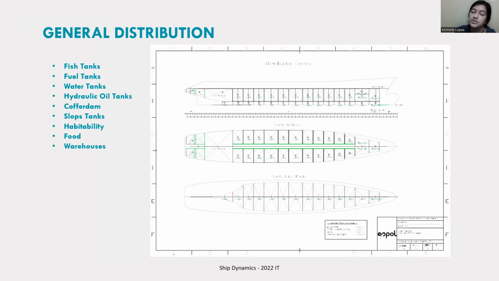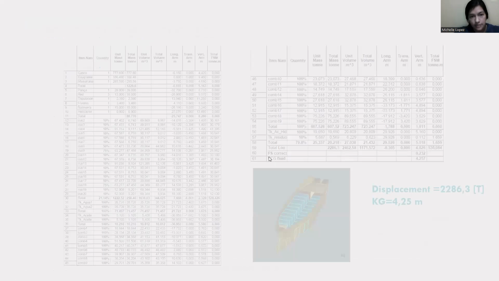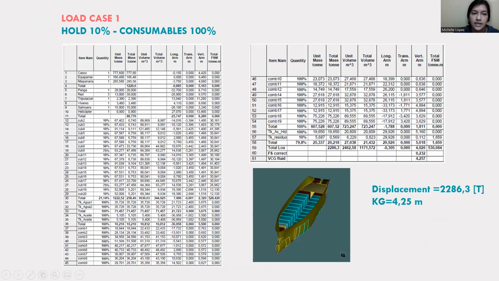The general distribution of the fish tanks, full tanks, water, hydraulic oil tanks, drop tanks, ability, foods, and warehouse. And the analysis for the load case. The first load case is the whole 10% and consumables 100%.